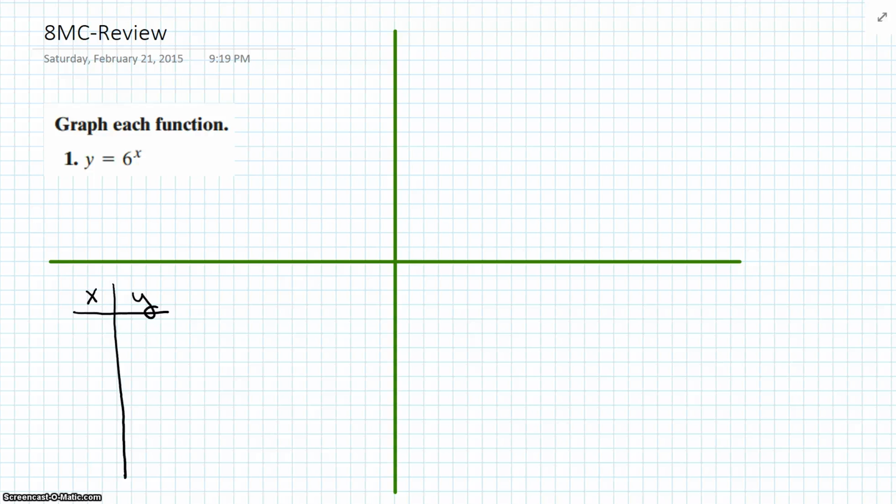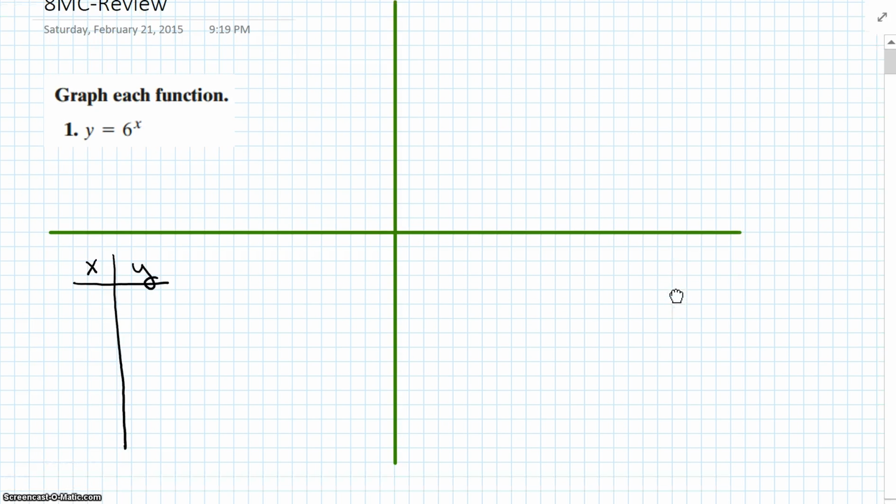Alright, Chapter 8 mid-chapter review. Graph each function. Y equals 6 to the x power. So for x, we're going to pick some numbers on each side of the y-axis. So -2, -1, 0, 1, and 2.